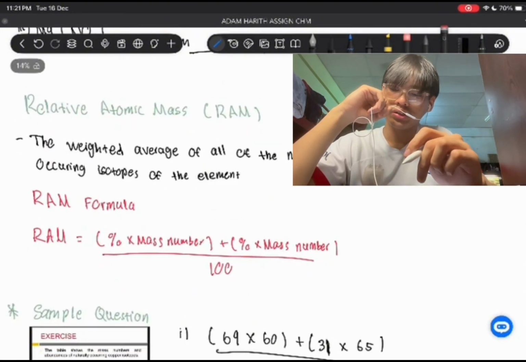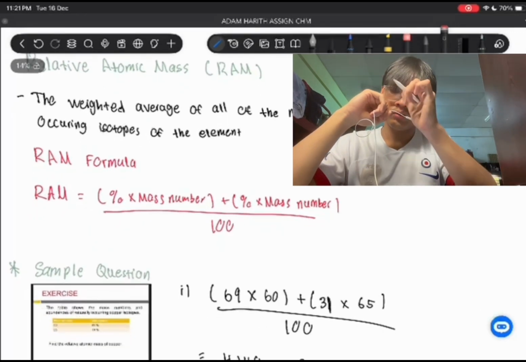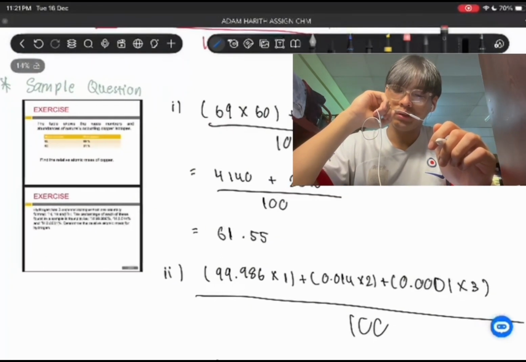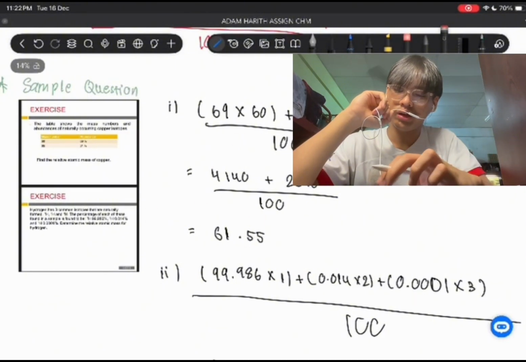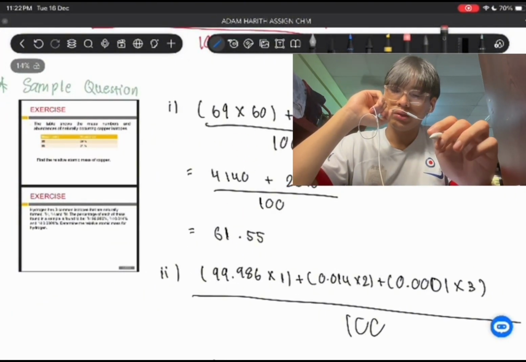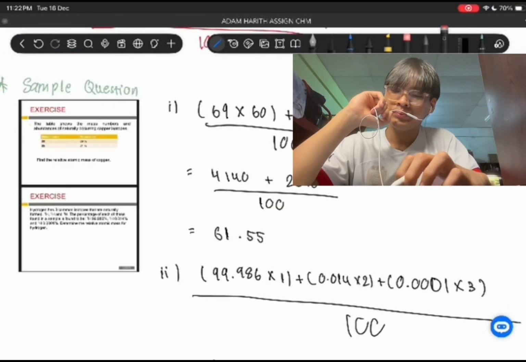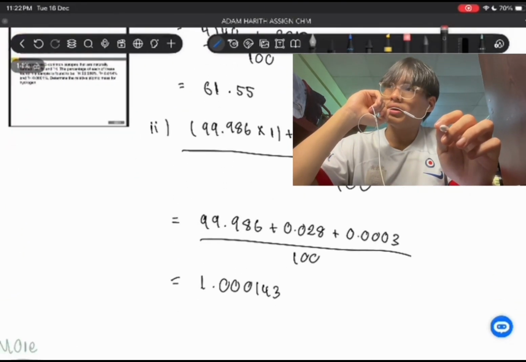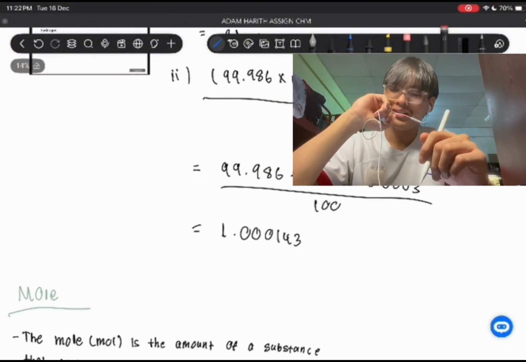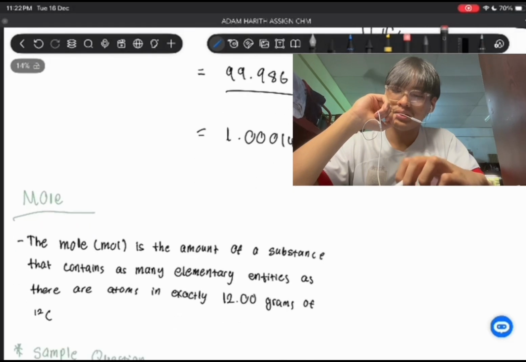Next is the relative atomic mass, RAM, the weighted average of all of the naturally occurring isotopes of the element. For the RAM formula, you multiply the percentage with the mass number, plus the percentage multiplied by the mass number, and then you divide it by 100. For the simple question, you have the bracket 69 multiplied by 60 plus the bracket 31 multiplied by 65, divided by 100, then you get 61.55. For the next question we have 99 and 98, and then you divide it, then you get 1.000143.